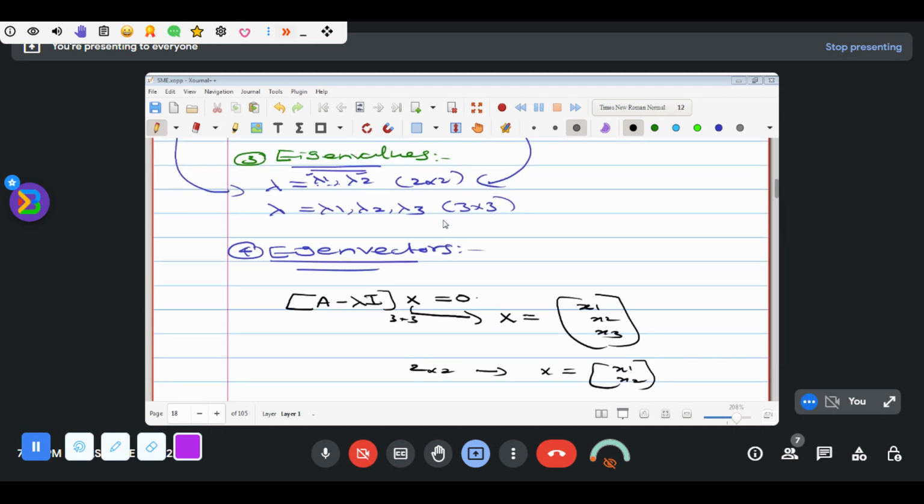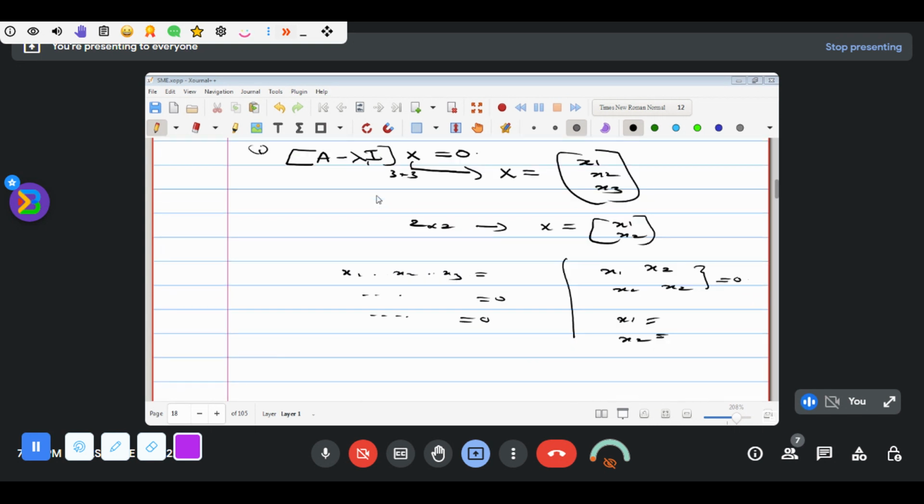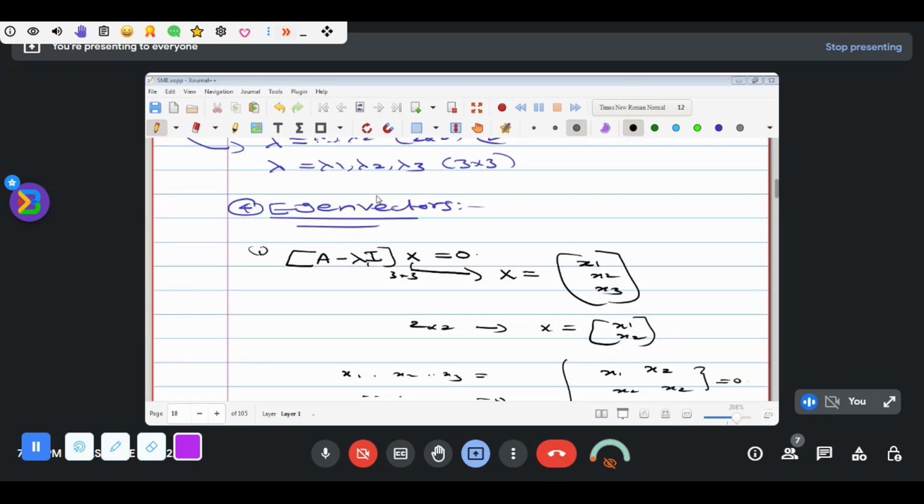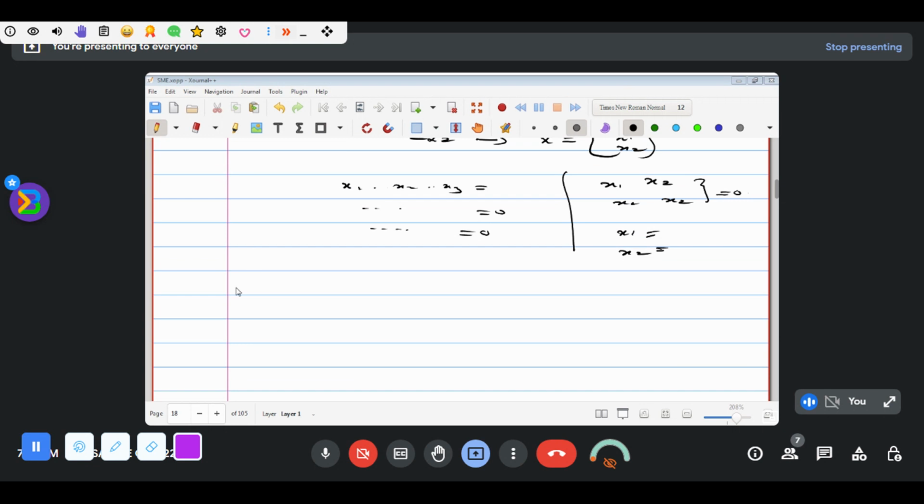Already I told you lambda has two values. Therefore, in the first case I replace lambda by lambda 1. In the second case I use lambda equal to lambda 2. In the first case you complete the process, after that you move to the second case, lambda equal to lambda 2. After completing your process up to the eigenvector, next you want to find the normalized vector. Fourth step is completed, so the fifth step is to find the normalized vector.